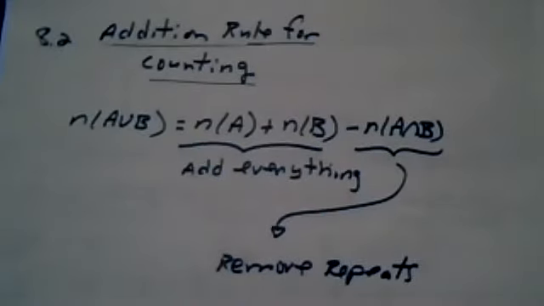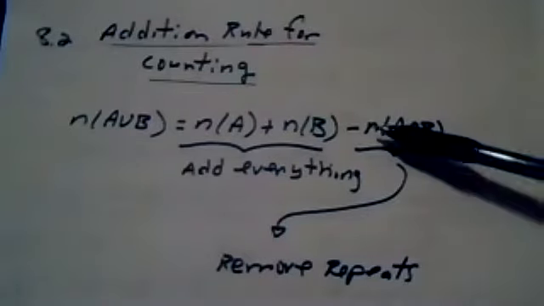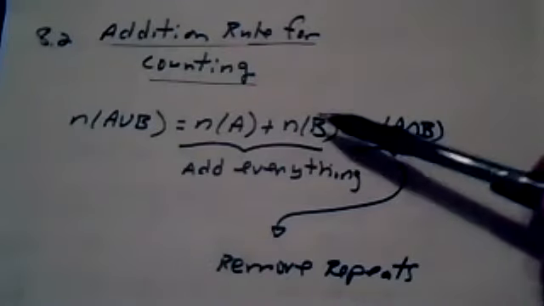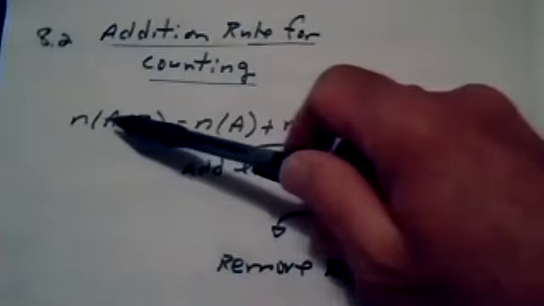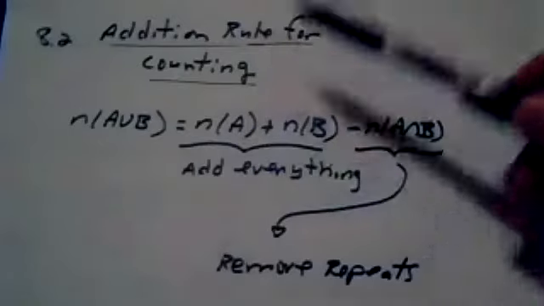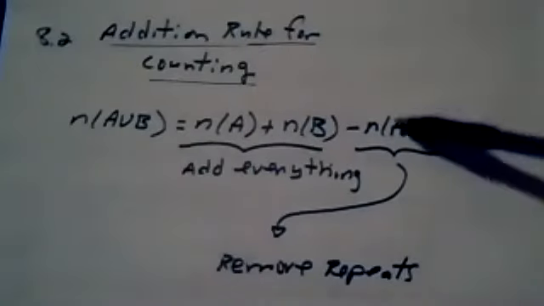This is called the addition rule for counting. The n's you see there have to do with the number of members, the number of elements. How many are in the union? How many are in set A? How many are in set B? How many are in both?